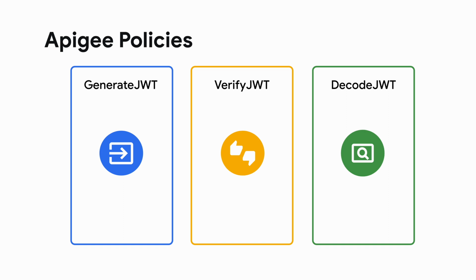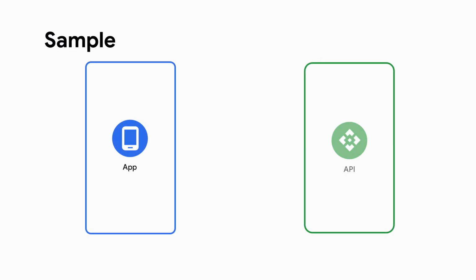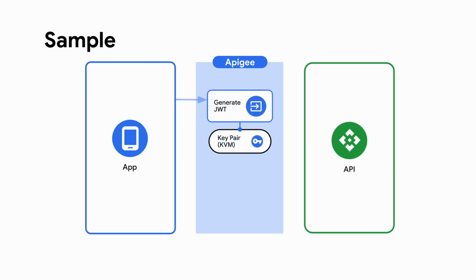Apigee also has similar policies for working with JSON Web Signature, which is another standard in the same family of specifications. This sample contains a proxy that shows you how to generate and verify tokens. The proxy allows you to generate tokens using the RS-256 algorithm, which requires a public-private key pair. The deployment script for this sample generates the key pair and stores it in a key value map during the deployment.